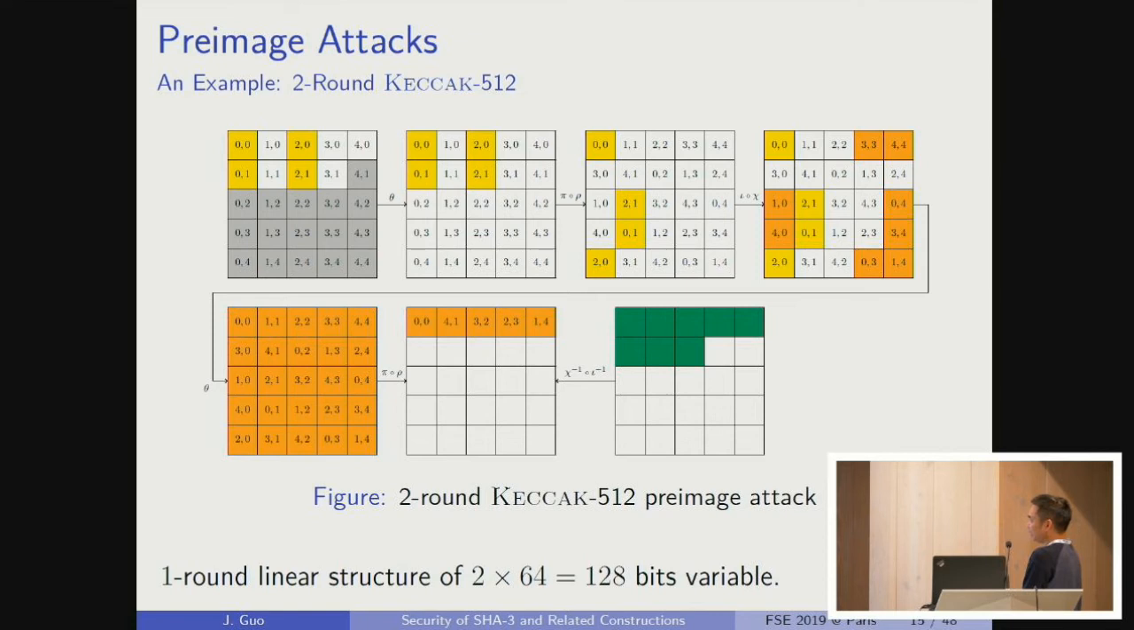Since you have 4 lanes here and you have a condition of 0 here, 0 here, you have variables up to 112 bits only.